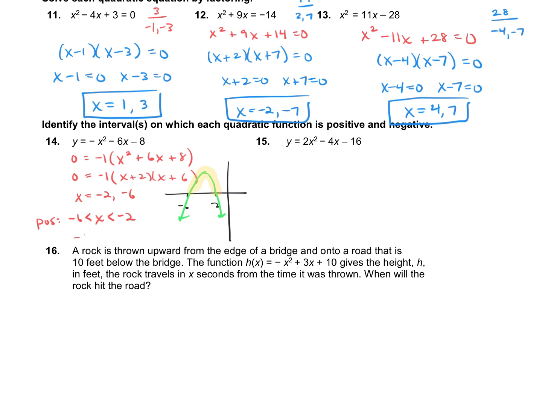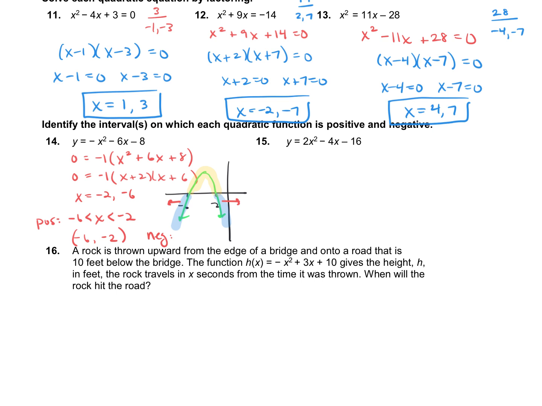You could say from -6 to -2, and then use parentheses because the -6 and the -2 are not actually part of the interval. So that's figuring out where it's positive. Where is it negative? So let me highlight the negative parts of our graph where it goes below the x-axis here and here. So where that happens is on the left side of -6 and on the right side of -2. So where's our graph negative?